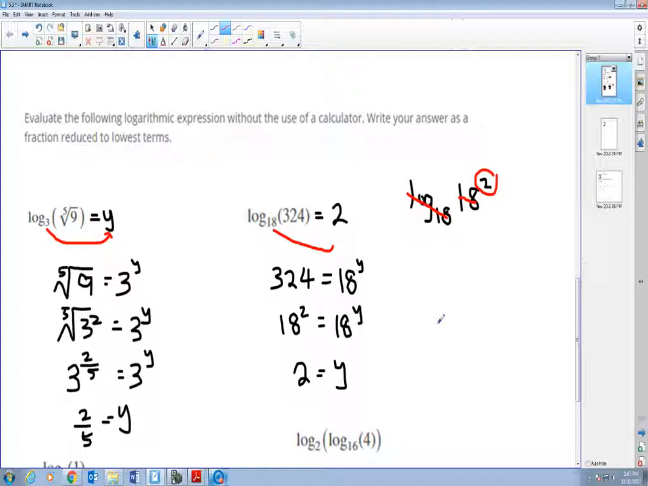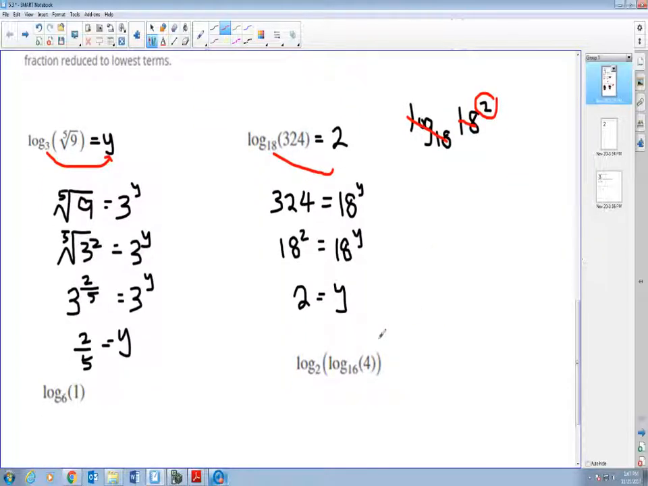Okay, let's look at it from another perspective. Alright, log with any base of 1, if you look at the property, the answer will be 0.